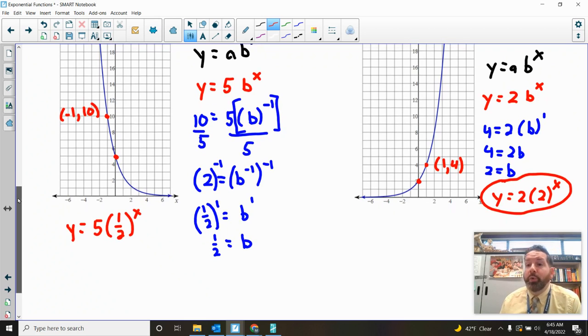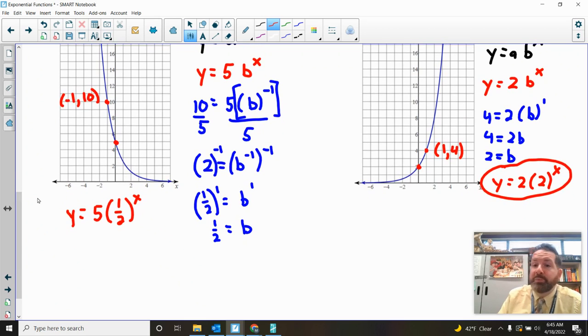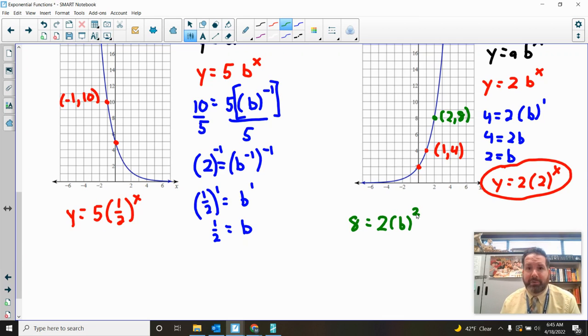Now, just real quickly, let's imagine that you picked a different ordered pair. So we're done. If you're comfortable with this, you can even stop the video. But let's imagine instead of picking this ordered pair, you picked, I'll do it in a different color here, let's imagine you picked this one. So what I would have instead is 8 equals, then we had 2 times b to the second power. Guess what? We're going to end up in the same place. It's just going to take an extra step.